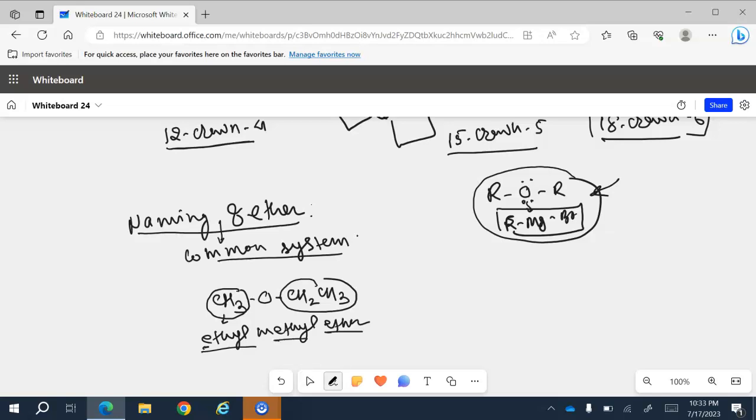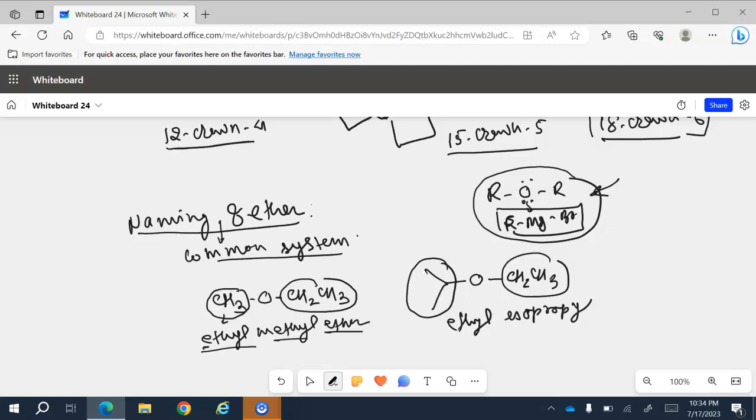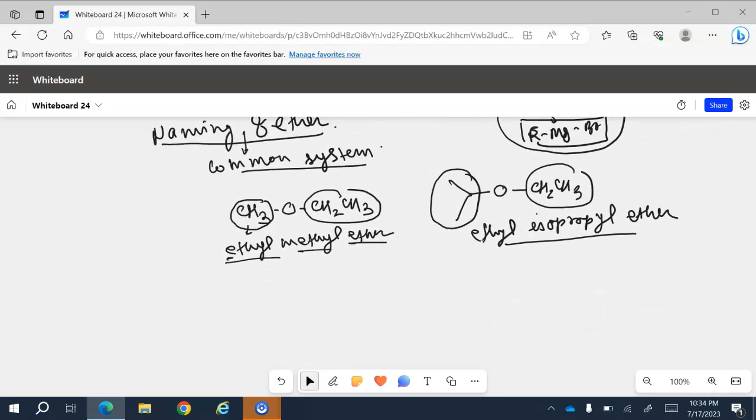Similarly, for example, if we have this ether that we wanted to name, this is ethyl, this is an isopropyl group, so the name of this ether will be ethyl isopropyl ether. That is how we name ethers in the common system.